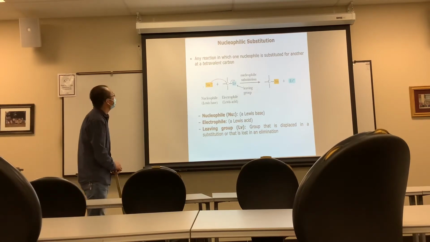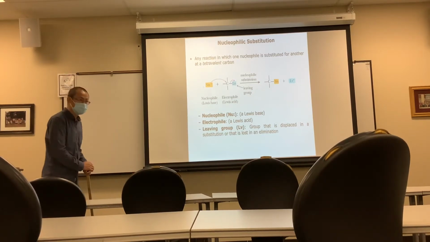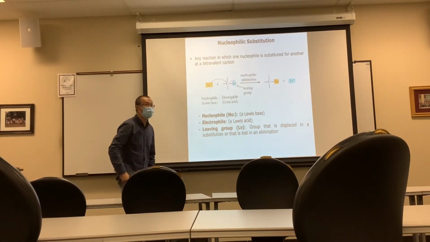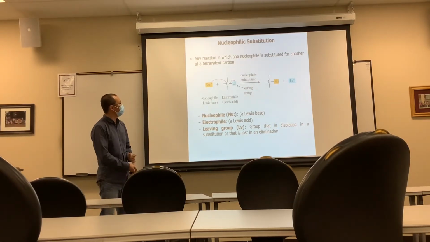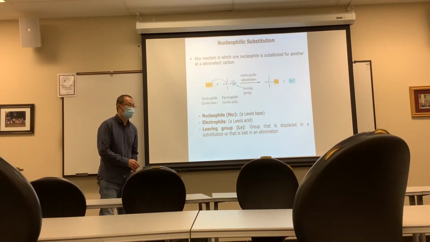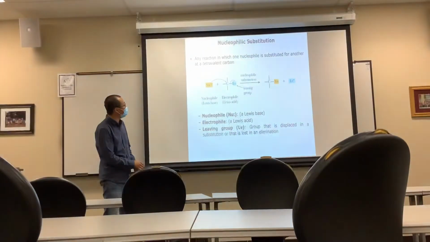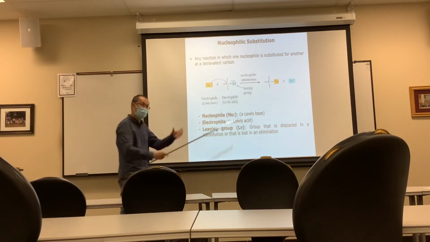What is nucleophilic substitution? Okay, nucleophilic substitution is basically a nucleophile. Okay, we studied earlier what a nucleophile is. A nucleophile contains at least one lone pair of electrons. This nucleophile attacks an electrophile, which is an sp3 carbon, and kicks away another group, because an sp3 carbon means 4 groups already.